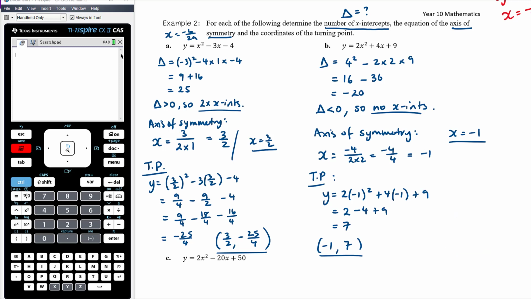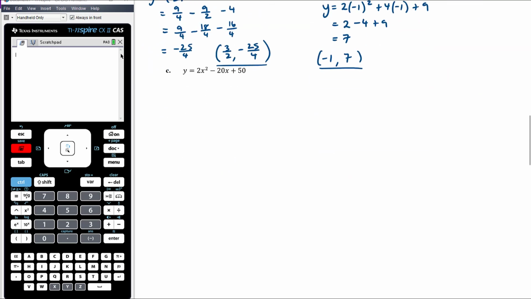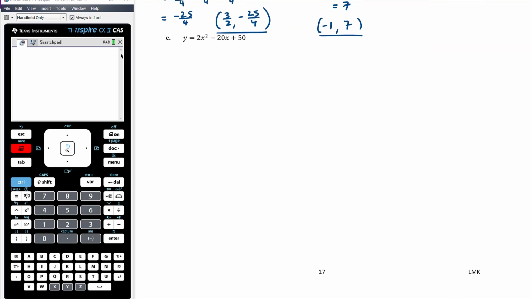Okay. Alright, part C, same 3 things. Let's first of all calculate our discriminant. B squared, so negative 20 squared, minus 4 times a, which is 2, times c, which is 50. Negative 20 all squared is positive 400. And then we're going to have minus 8 times 50, that's also 400. And so our discriminant is 0. So discriminant equals 0, which means that we have one x-intercept.